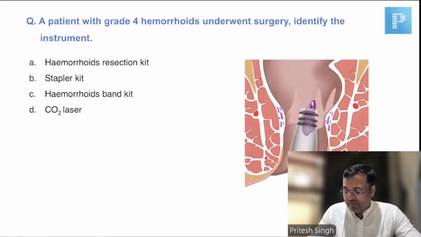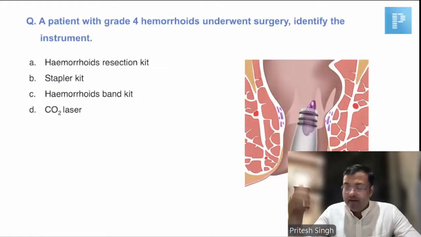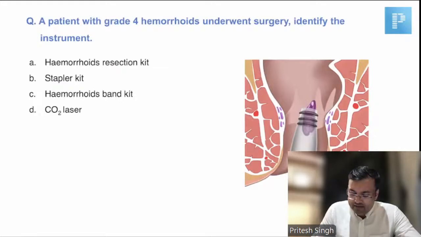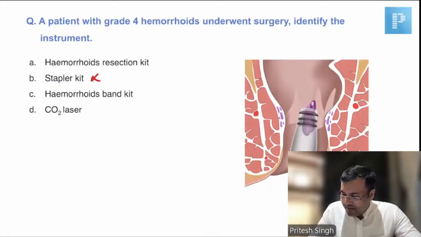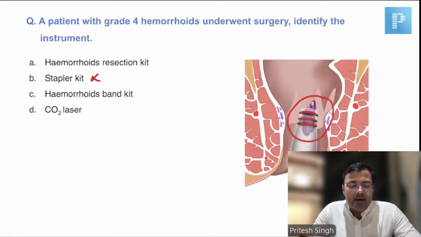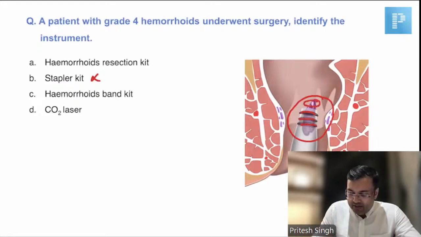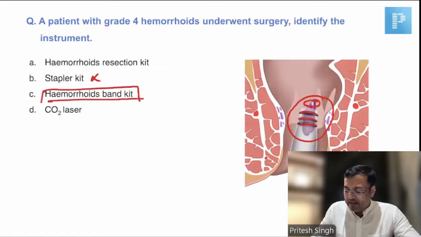Have you seen the stapler? Circular stapler, you have seen. So that it's not like that. So obviously the stapler option is ruled out. Next, what is the option? CO2 laser. Can you see here what we are using? We are applying this kind of band. So if you apply the band, it is a band kit. It depends on the exact picture here. Since we are applying the band, most probably this is hemorrhoid band kit. Clear? So correct answer is C.